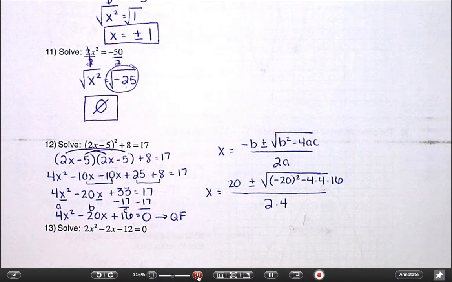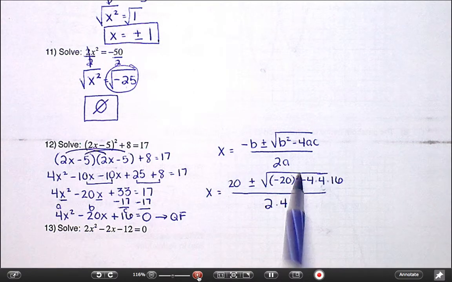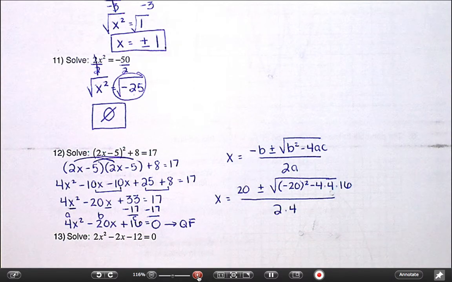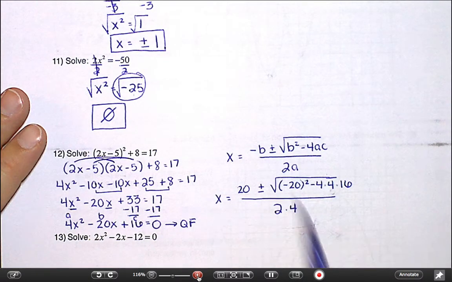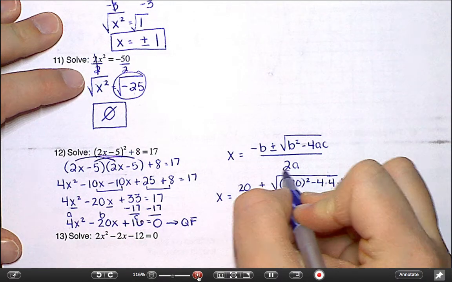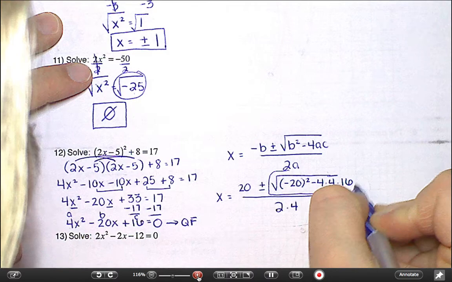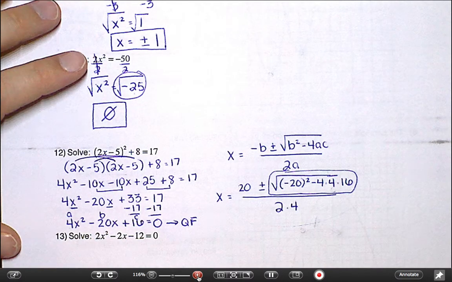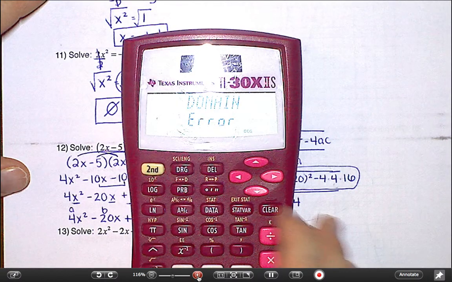Okay, the one thing I want to caution you about is from this point forward, it's really important that you stay organized in your process. I see a lot of people who try to, like, skip steps, and they just kind of scribble numbers off to the side here. They almost always get confused with that. Every time you do a step, rewrite the entire formula with whatever pieces are left of it. So I always start with this square root piece. I'm going to start with the square root of negative 20 squared minus 4 times 4 times 16.